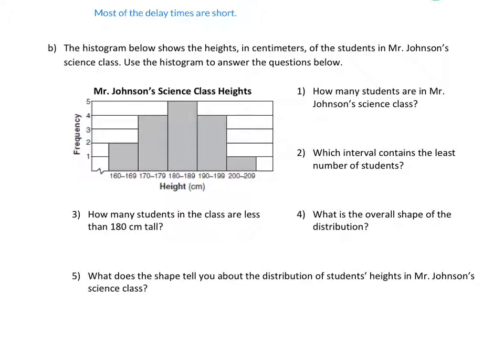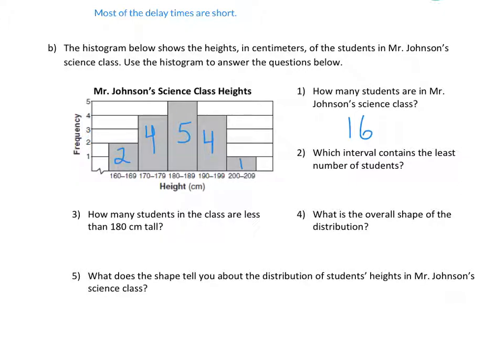All right, so number 1, how many students are in Mr. Johnson's science class? So what we need to do here is add them all up. So we have, in this first interval, 2 students. In the second interval, we have 4. And I'm looking at the top of the bars to figure out those amounts. The third interval, we have 5, then 4, then 1. So add these numbers up, 2 plus 4 plus 5 plus 4 plus 1, and we get 16 students in his class.